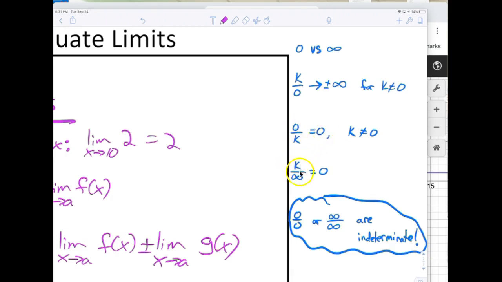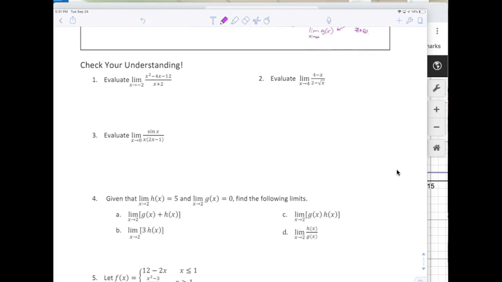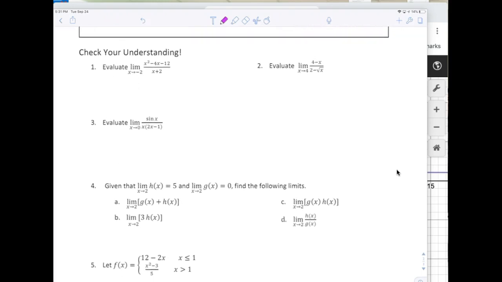If you have a number divided by infinity, which we can't really divide by infinity, so what this means is a number divided by something that is growing extremely large, then your output will be extremely small, 0. But if you have 0 over 0 or infinity over infinity, those are called indeterminate, and you can't tell what the answer is going to be without doing extra work. So I would encourage you to try these check your understanding questions on your own. So go ahead, pause the video, give them a try.